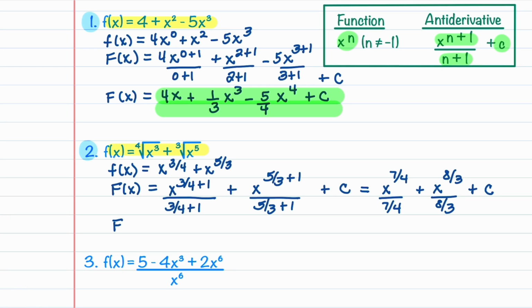And then we're going to write our final answer in a little bit easier form. We're going to take the 1 over 7/4 and write it as 4/7 x to the 7/4 plus 3/8 x to the 8/3 plus c. And there's our answer.